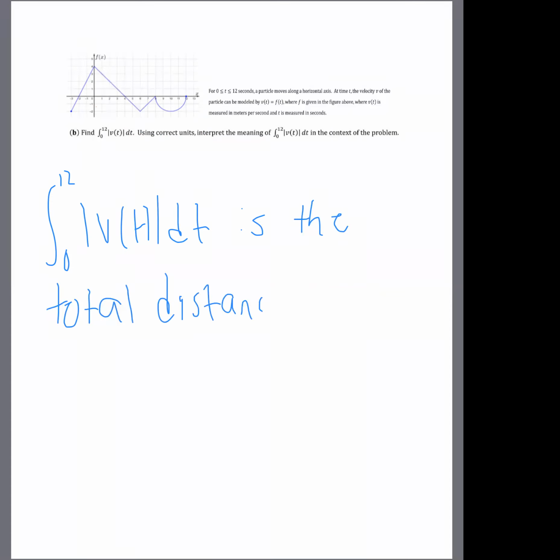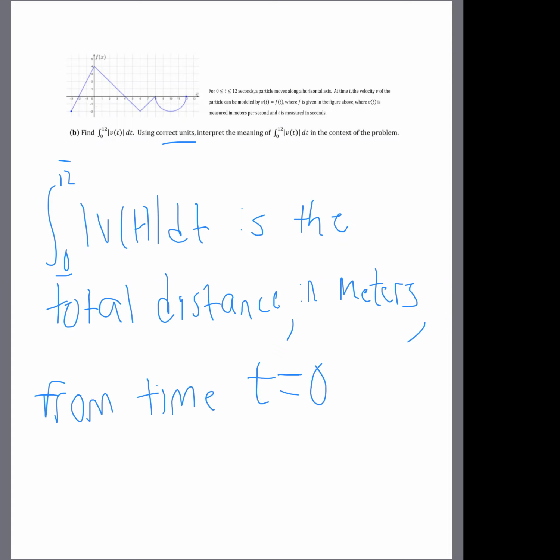So how to interpret this? So honestly, all you have to say is it's very simple, just like a one sentence thing. You say the integral from that, just write that down, is the total distance in meters, because it says with units. And then you also have to mention the two bounds from time t is equal to 0 to t is equal to 12, and then it was seconds. So then that's all you would have to write. And then that's pretty much that problem.